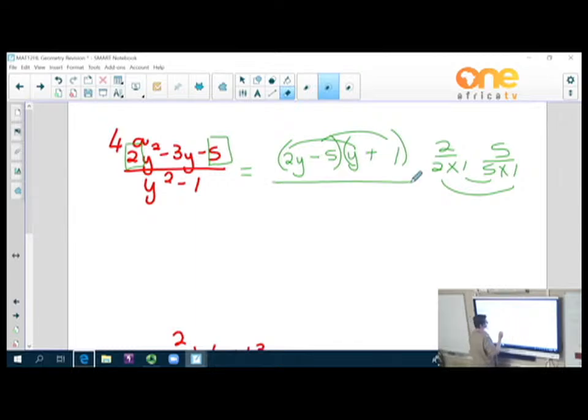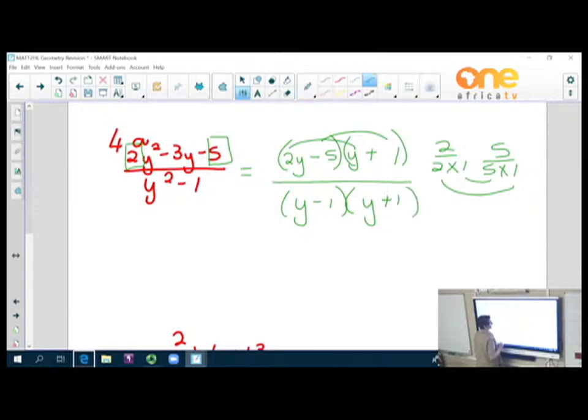This one is the difference between squares. So it's y minus 1, y plus 1. The middle term falls away. And now we can cancel. There's my cancel. And I have 2y minus 5 over y minus 1.